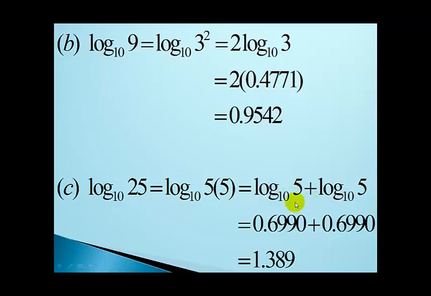Now from the question, we were given log 5 to be 0.6990. And so we have 0.6990 plus 0.6990 since they are the same. And this is equal to 1.389.